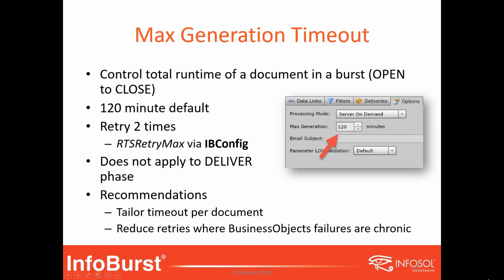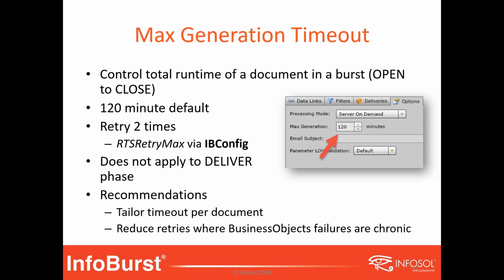All right, where were we? This max generation has a default of 2 retries, okay? So what'll happen is if there's a document that's taking too long and it hits that 120 minutes, it'll start over and retry again. If it hits that 120 minutes, it'll retry again, and then on the 3rd time, it'll just abort the entire burst, okay?